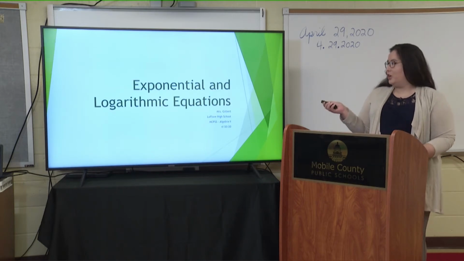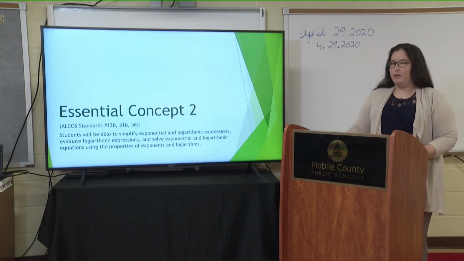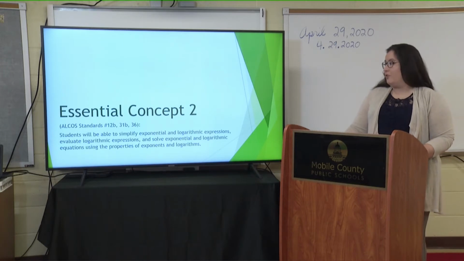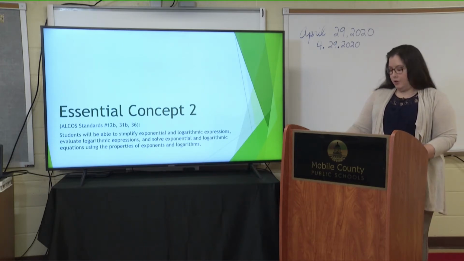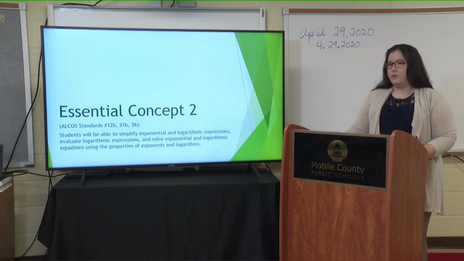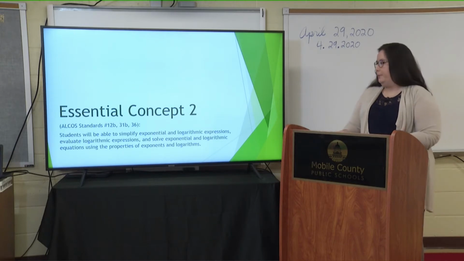So this week we're going to start our essential concept 2, and we might have touched a bit on it because we have already evaluated logarithm expressions. This week we're going to solve exponential and logarithmic equations, but we're going to start with some simple ones. All right?